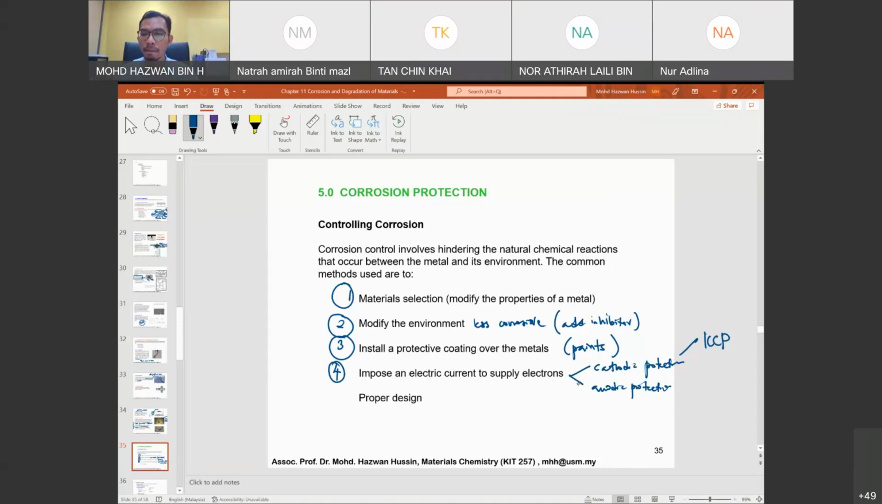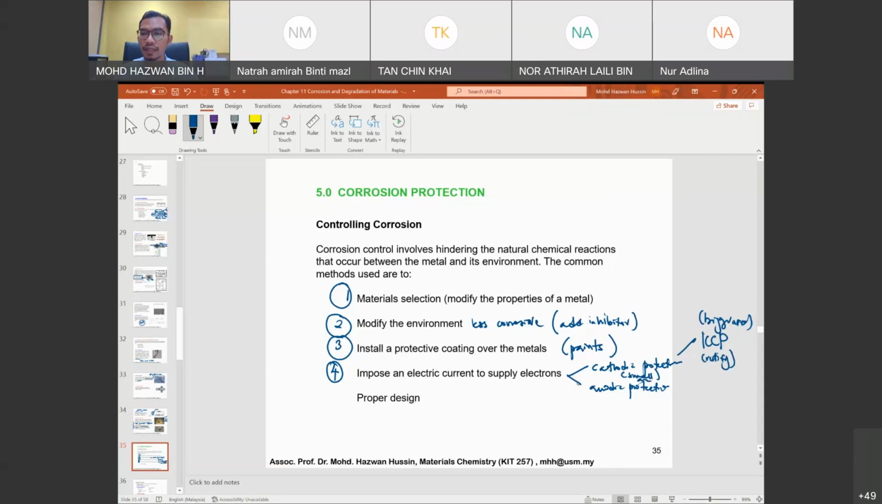So this one actually uses a rectifier. Okay, normal cathodic protection doesn't have a rectifier. This is actually for a small area, and ICCP is more or less for a bigger area. Bigger area, then you need to apply the rectifier. So what does it mean by cathodic protection?